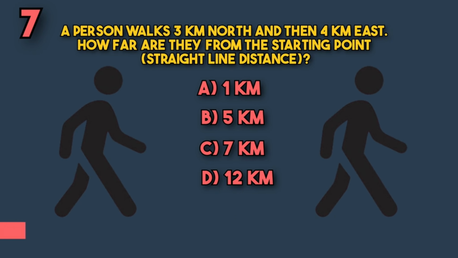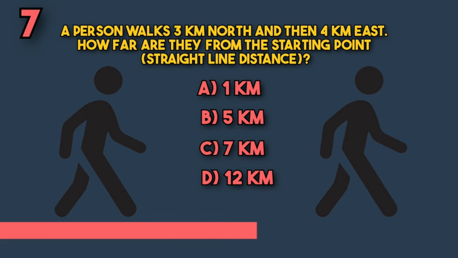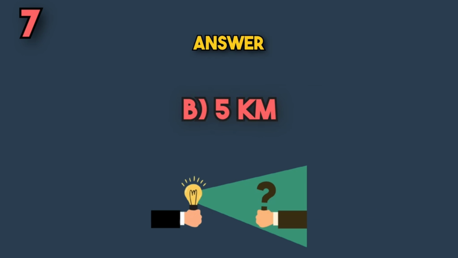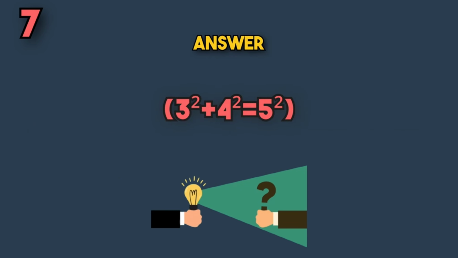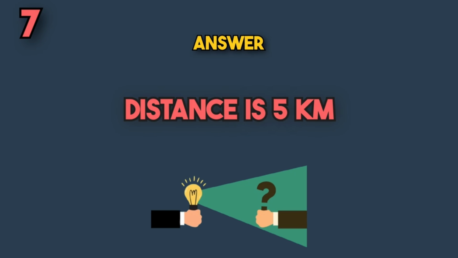A person walks 3 kilometers north and then 4 kilometers east. How far are they from the starting point? Straight line distance. The answer is B, 5 kilometers. This is a 3, 4, 5 right triangle. 3 squared plus 4 squared equals 5 squared. The straight line distance is 5 kilometers.